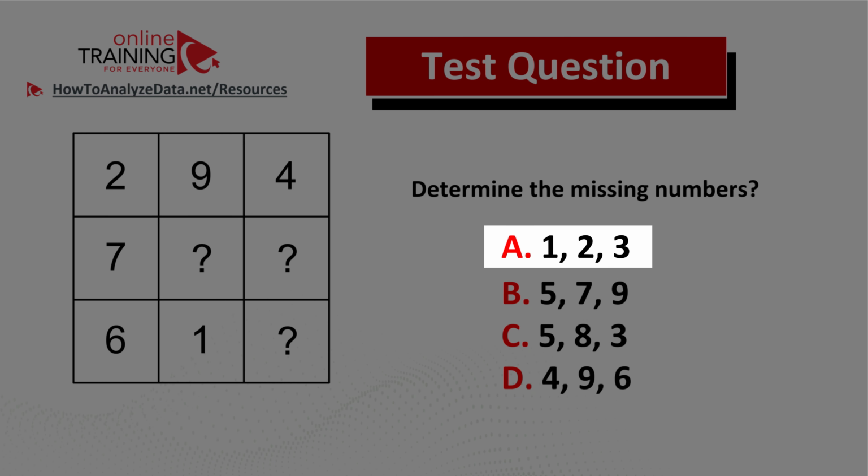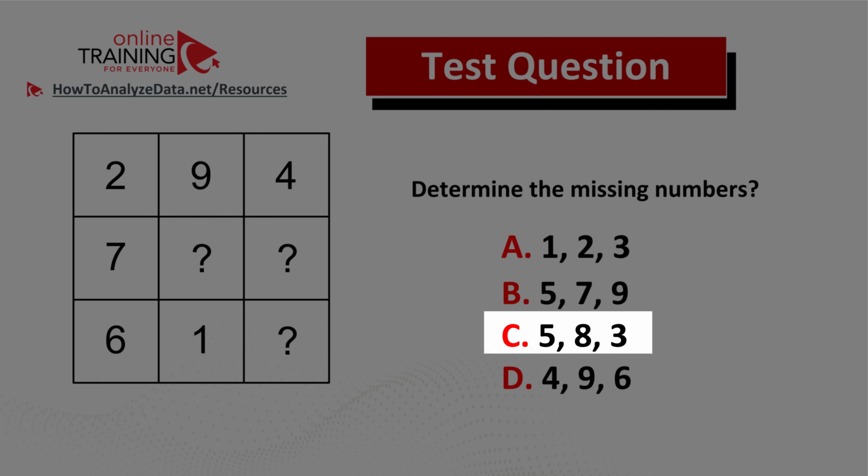Choice A, 1, 2, 3. Choice B, 5, 7, 9. Choice C, 5, 8, 3. And choice D, 4, 9, and 6.